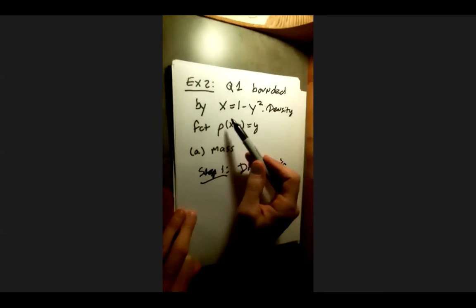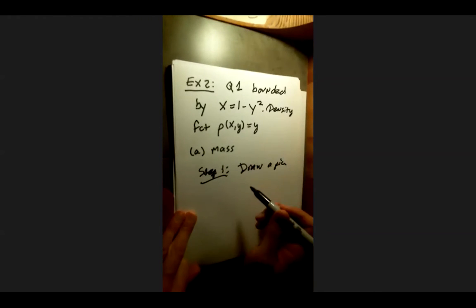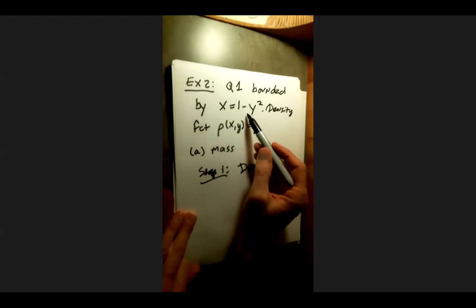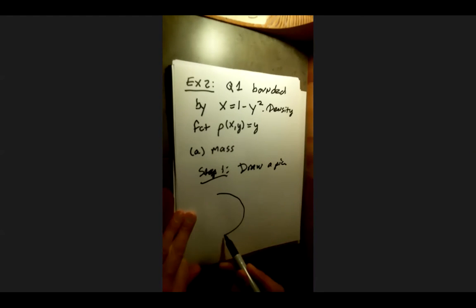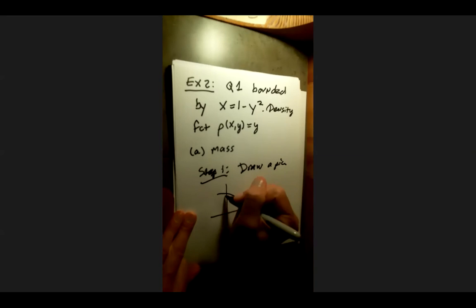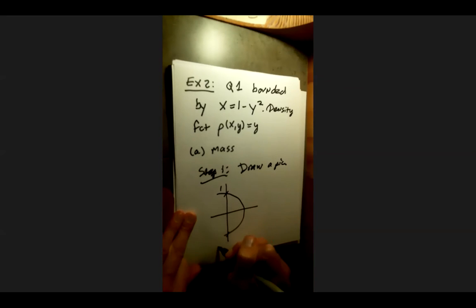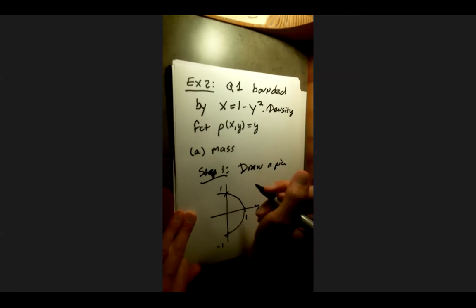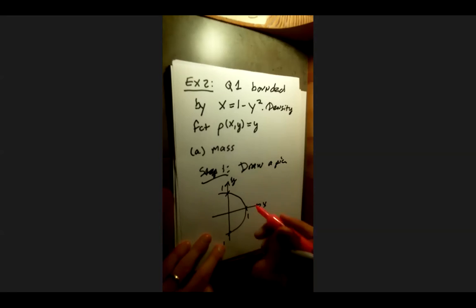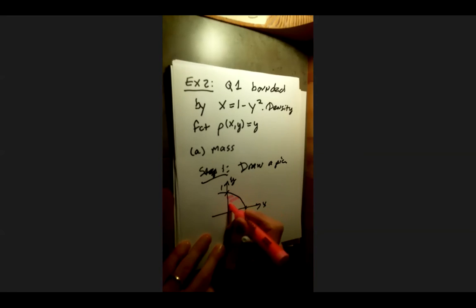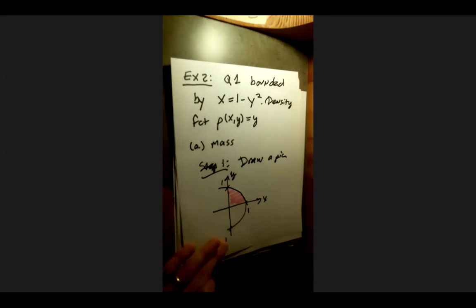So this looks a little bit scary to us, but we recognize it could be a frowny parabola, but now it's sideways. So we have this sideways parabola with intercepts vertically at plus minus 1, horizontally at 1. And we are going to be focused on the first quadrant. So that would be just this region here.